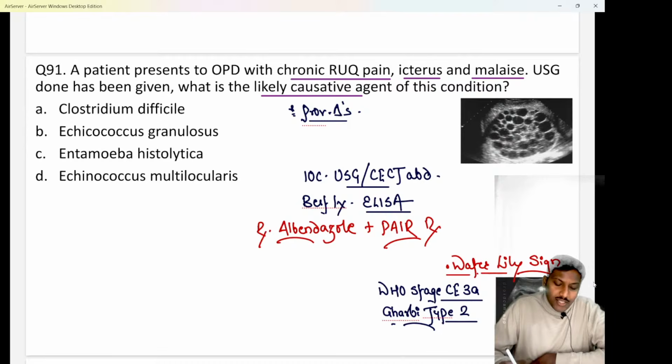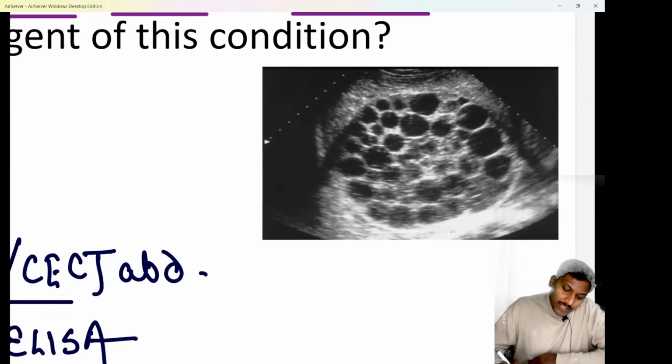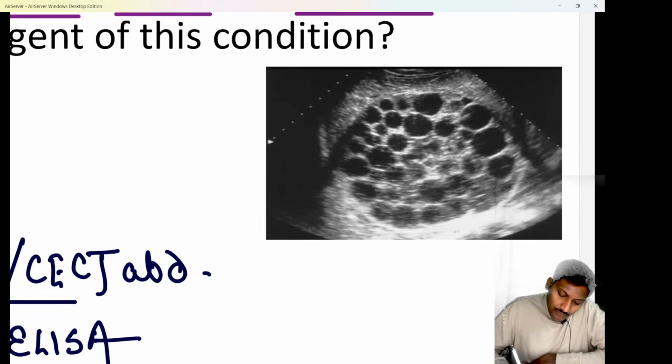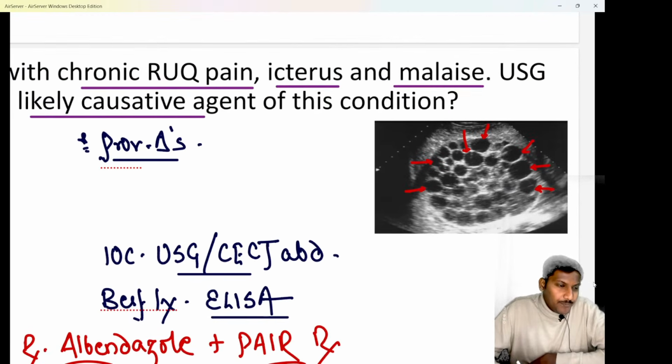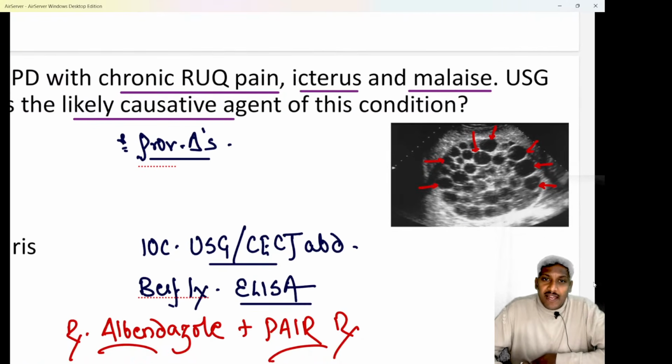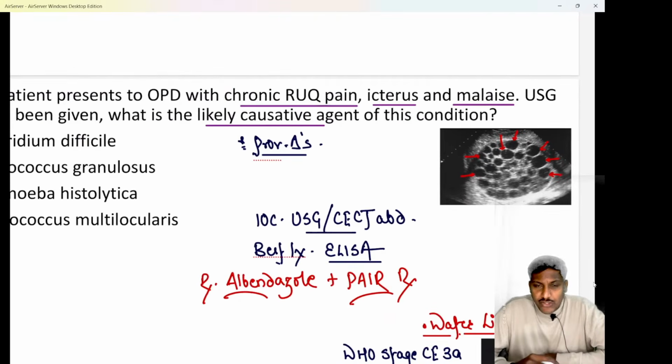So remember, if there is chronic right upper quadrant pain, along with jaundice, along with generalized weakness, it can be some condition related to the liver or the gallbladder. Here, definitely, on the ultrasound which is given, you are able to see multiple fluid filled collections, or multiple fluid filled cysts inside the liver. And we know whenever there are fluid filled cysts inside the liver, it is more likely to be a case of hydatid cyst. That has to be kept in mind.